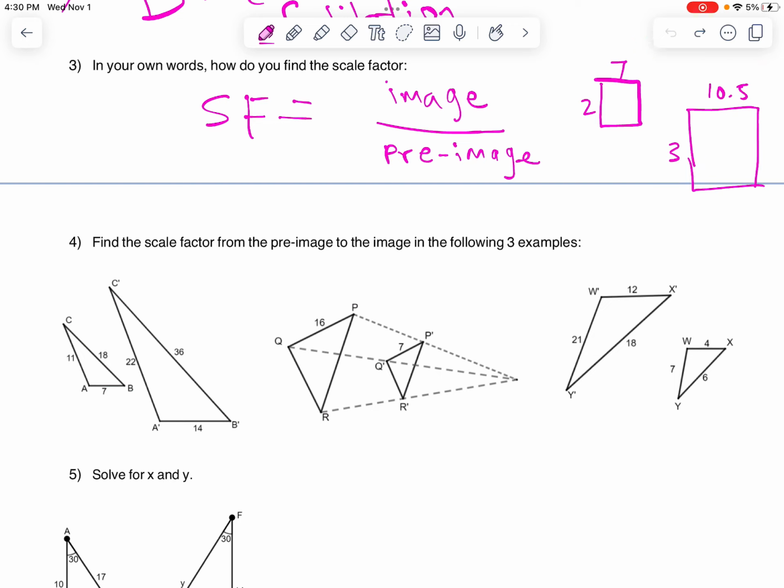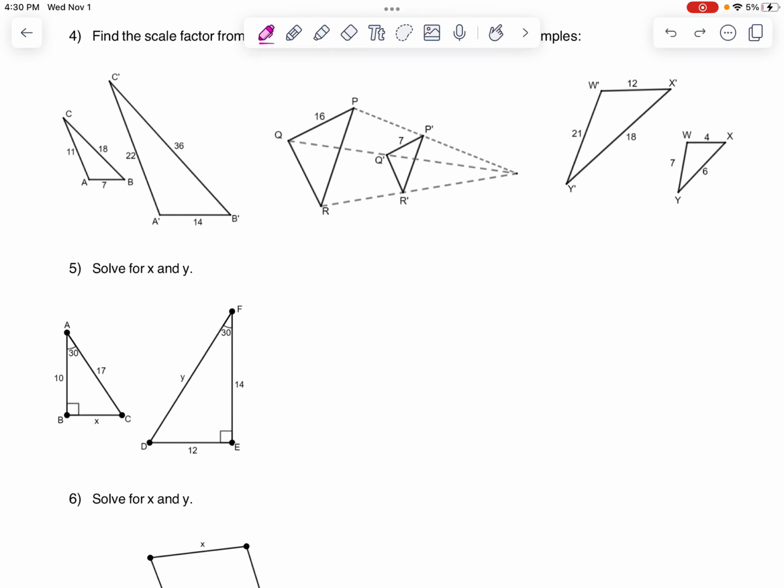And we actually have some other examples down here. So let's go through these guys. So here we have the pre-image, and we've got the image. So we do image divided by pre-image, 36 divided by 18, or we could do 22 divided by 11, or we could do 14 divided by 7. No matter which corresponding sides you choose, if you divide that one by that one, you're going to get 2. And that makes a lot of sense, right? Because if I do 7 times 2, I get 14. 11 times 2 is 22. 18 times 2 is 36. So I can multiply all those numbers by the scale factor to get their new corresponding sides.